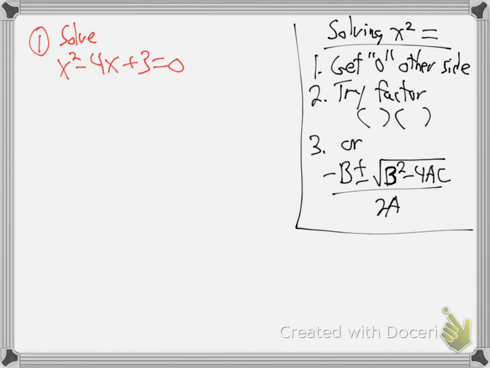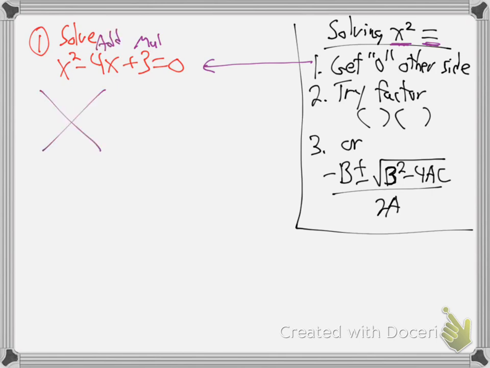Okay, so step 1, get a 0. We've got a 0. So this is whenever you see x squared with an equal sign. Get a 0. We've got a 0. Okay, step 2, try to factor. Now how does that factor? Well, you know how to do that, right? What two numbers multiply to be positive 3, add to be minus 4.